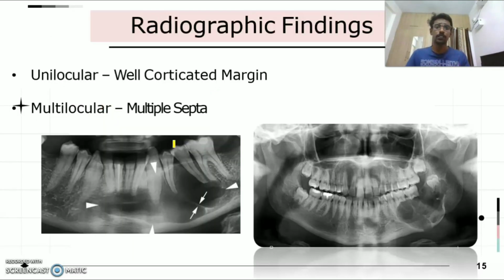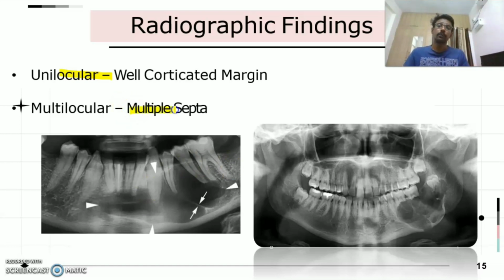Then coming to the radiological findings. It can be unilocular or multilocular. In some cases, it can be unilocular with a well-corticated margin and well-defined radiolucency. Usually, the cyst occurring in the anterior region of the mandible, like the premolar region or canine region, will show a unilocular appearance. The multilocular lesions are usually seen in the posterior mandible, maybe in the third molar region or ascending ramus.